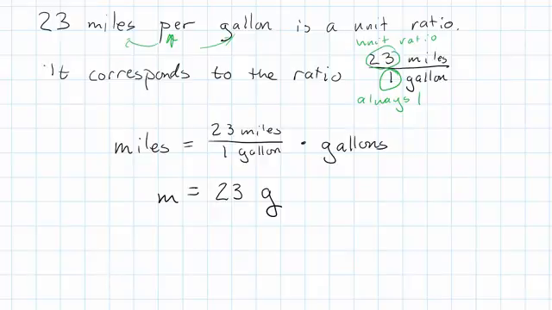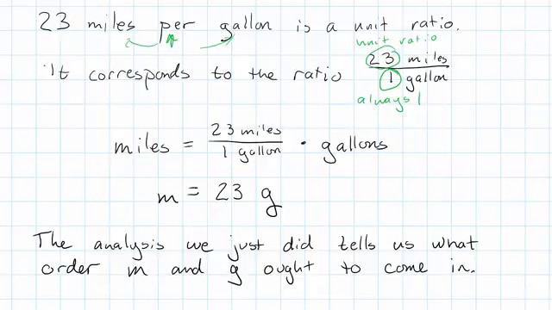What was the purpose of this analysis? This analysis tells us what order m and g ought to come in. Whatever quantity we have in the numerator of the ratio is what's on the left-hand side of the equation. Whatever quantity we have in the denominator of the ratio is what the ratio will be multiplied by. Okay, this is pretty cool, right? M equals 23 times g.